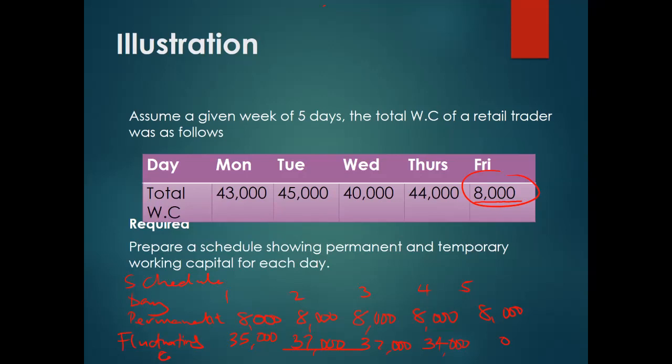Clear? Yes. Okay. That's how you prepare a schedule that shows the permanent and the temporal current assets. The reason why we need to make this distinction between the temporal and the permanent is that the financing might be different depending on what method you're using. Let's discuss now financing policies. I hope it's clear because I want to go to the next slide.